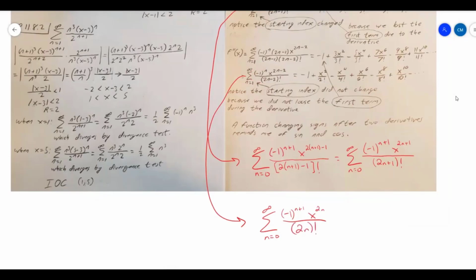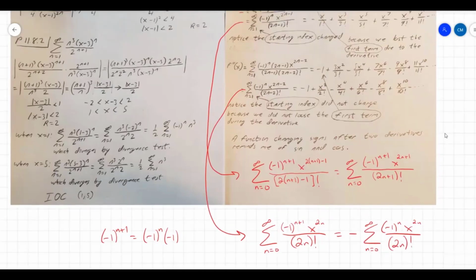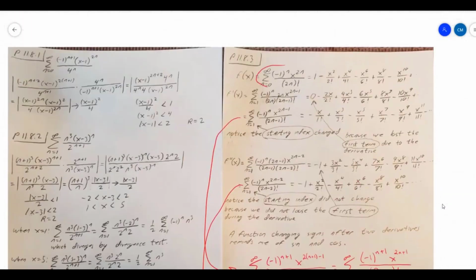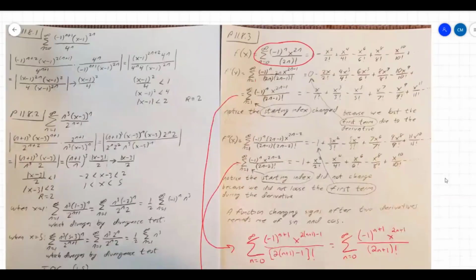Now notice that when you have negative 1 to the n plus 1, that is the same as negative 1 to the n. If you look at the properties of exponents, it's clear. This has to be written as negative 1 to the first power. And so what you can do to rewrite that is just put the negative in front and call that negative 1 to the n, x to the 2n over 2n factorial. Now, look at how that compares to the original function, the one we started with at the top here. See that? It's the same thing.